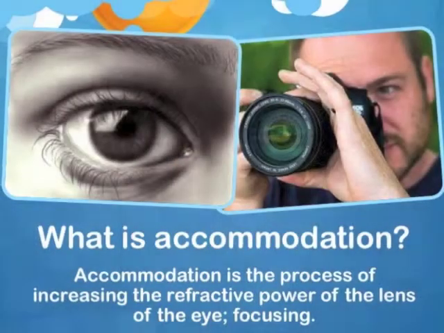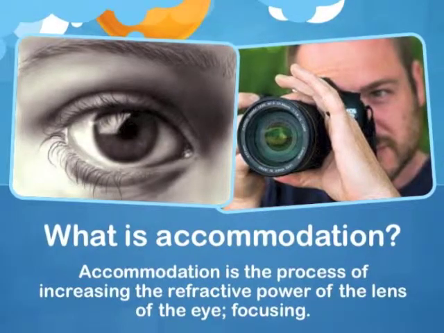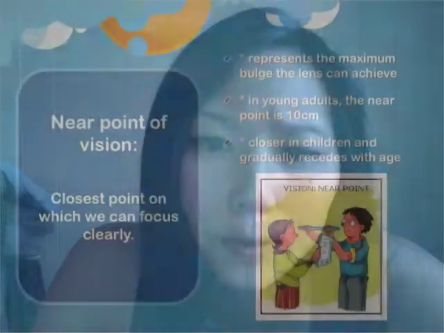Now let's talk about accommodation. What is accommodation? Accommodation is the process of increasing the refractive power of the lens of the eye, or focusing. So as we focus on a particular object, the ciliary muscles contract by the sympathetic fibers of the oculomotor nerve, which means as we look at an object, the ciliary muscles pull or release to bring that object into focus.